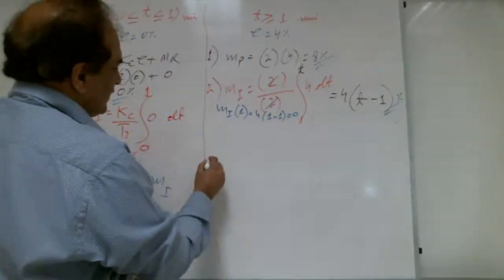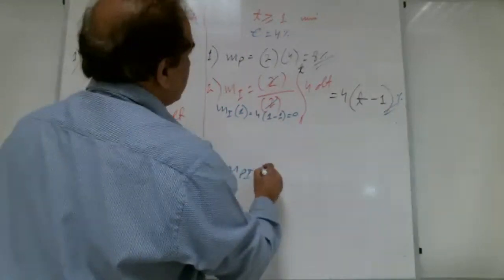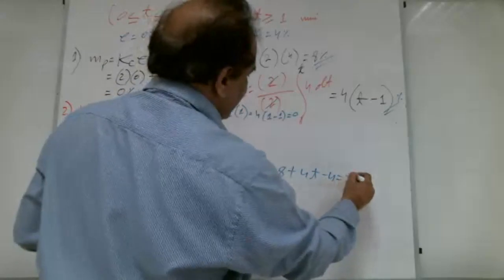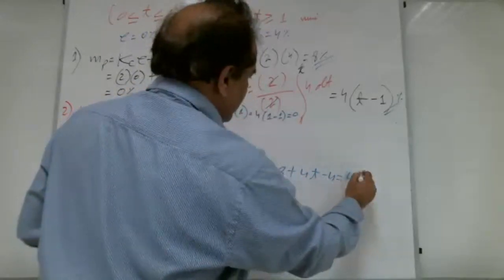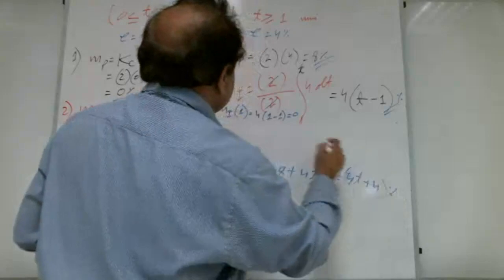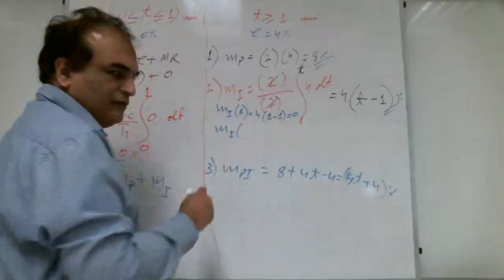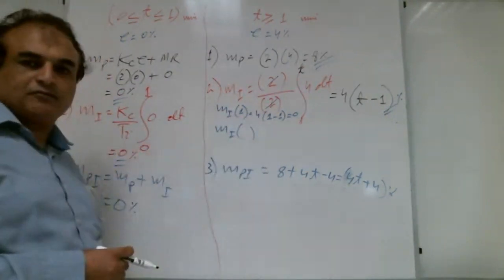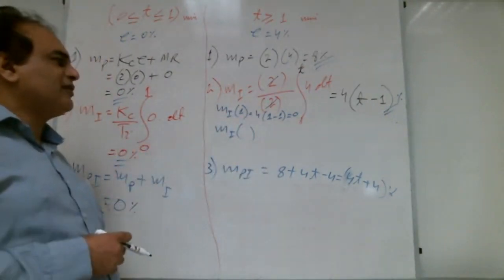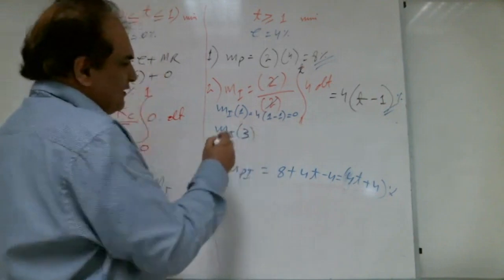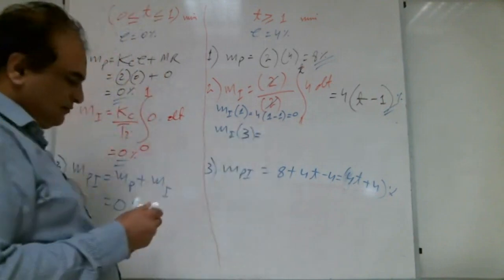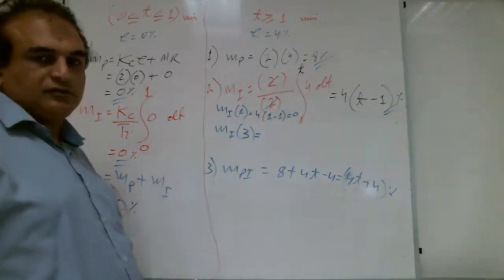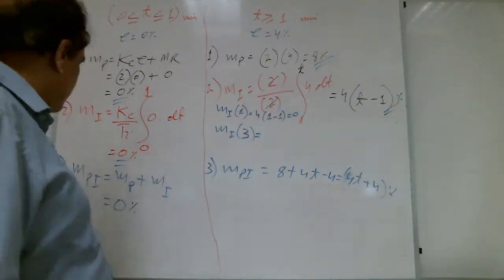So let me write it here, the third step. MPI is 8 plus 4T minus 4, that is 4T plus 4%. Yes, Shabab, what is the second point for MI? The repeat minus 1. How you get the 3? How we get this 3, Shabab? And repeat. 1 plus 2, teacher.